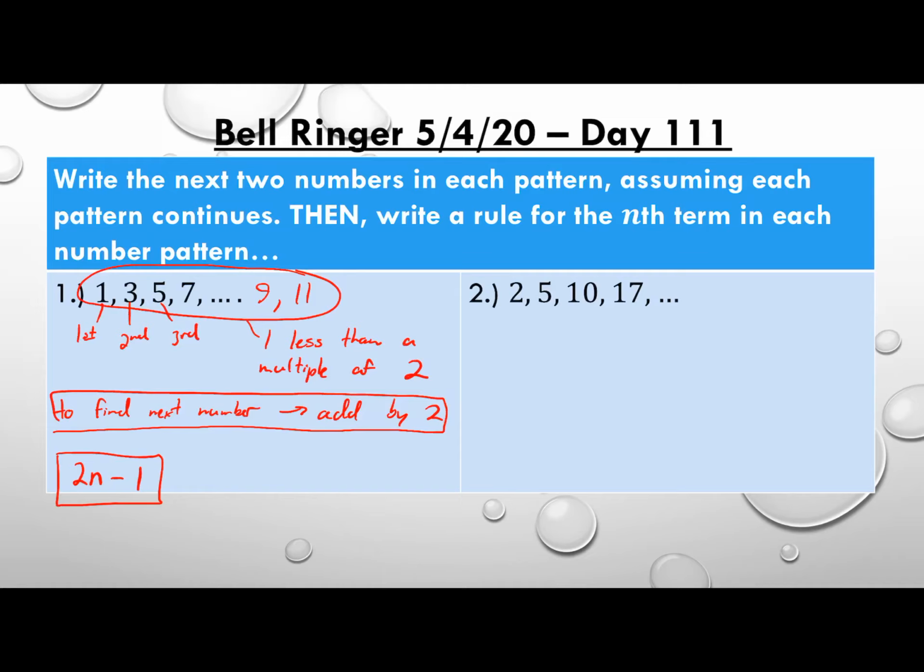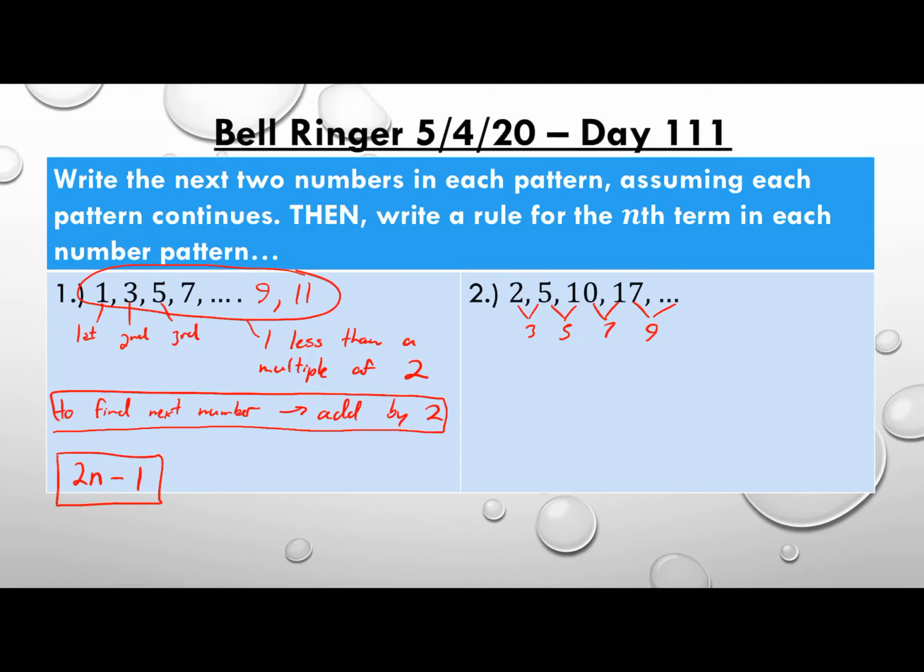Now let's look at number 2. Number 2 is going to be a little bit trickier. So it looks like this adds by 3, this adds by 5, this adds by 7. Well, so it looks like the next one should add by 9. So whatever that next number is should add by 9.